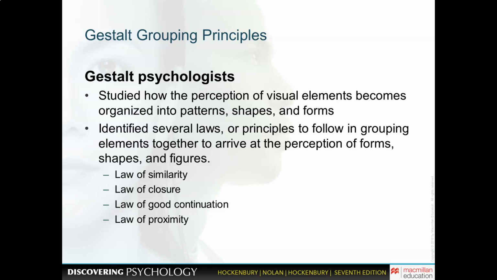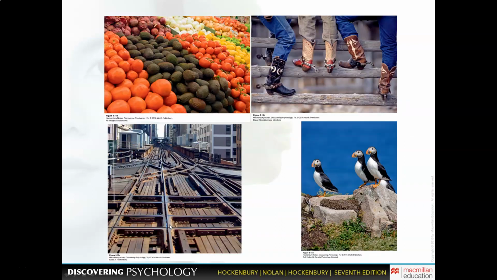Now, Gestalt psychologists, remember I told you they were very interested in how we take visual elements and then organize them into patterns, shapes, and forms. And so they had a few different laws and everything. I'm not going to have you worry about memorizing all this. The law of similarity, closure, good continuation, and proximity. So here's some examples of them.